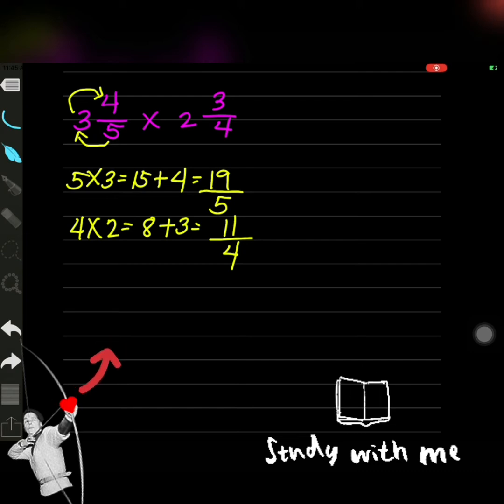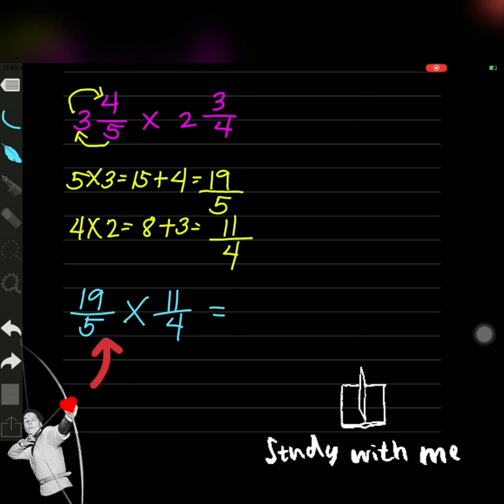Now, our two improper fractions are 19 over 5, and 11 over 4. Then we can now multiply their numerators, then their denominators. 19 times 11 will give us a product of 209. Then, 5 times 4 will give us a product of 20. It means that our answer is 209 over 20.